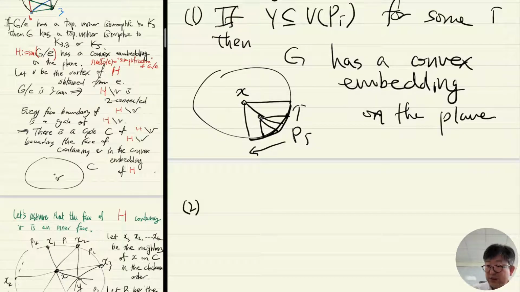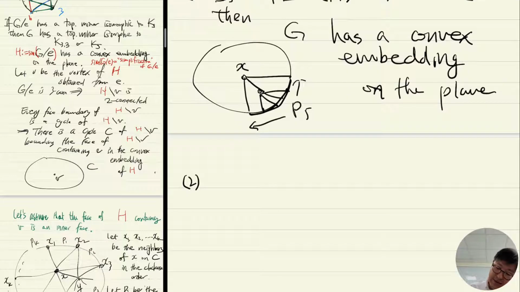Right? So I can assume that not all neighbors of y are in one interval. All right. Now what else do we have?